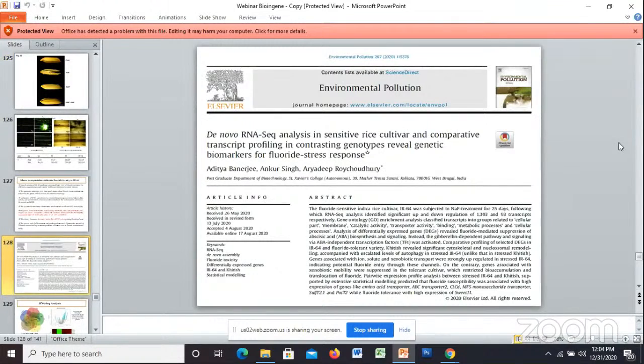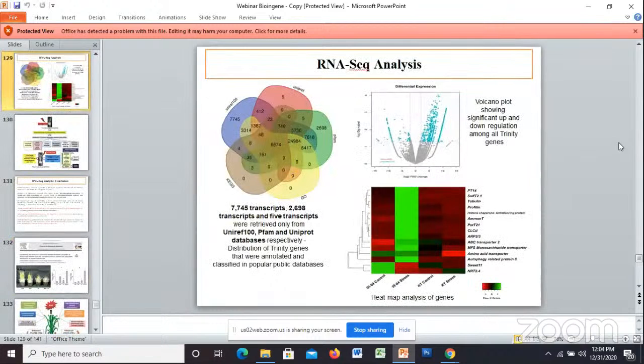Now, another interesting thing is that we have tried to go for a de novo RNA-seq analysis to find out which are the genes, because otherwise we cannot go for the transgenic approach. The conclusion of this work is that we could find almost 7745 transcripts, 2698 transcripts, and 5 transcripts which we could retrieve from the different databases. And again, we chose some of these genes and made a comparative analysis between the sensitive and tolerant variety, which in this case is IR64 and Khitish.